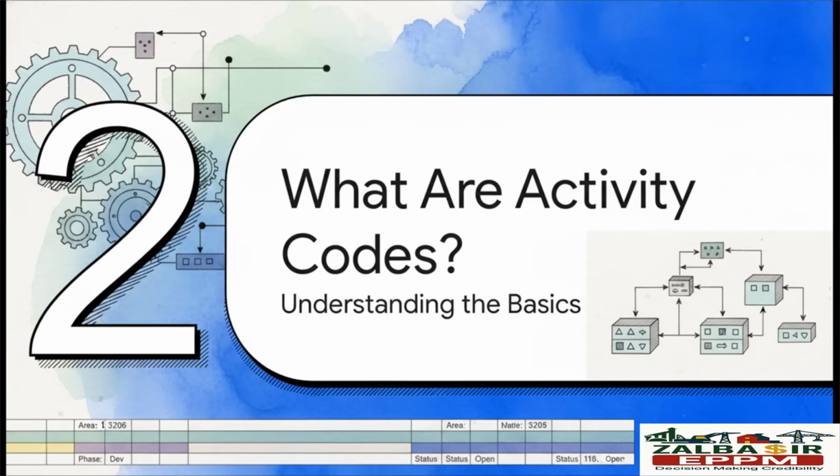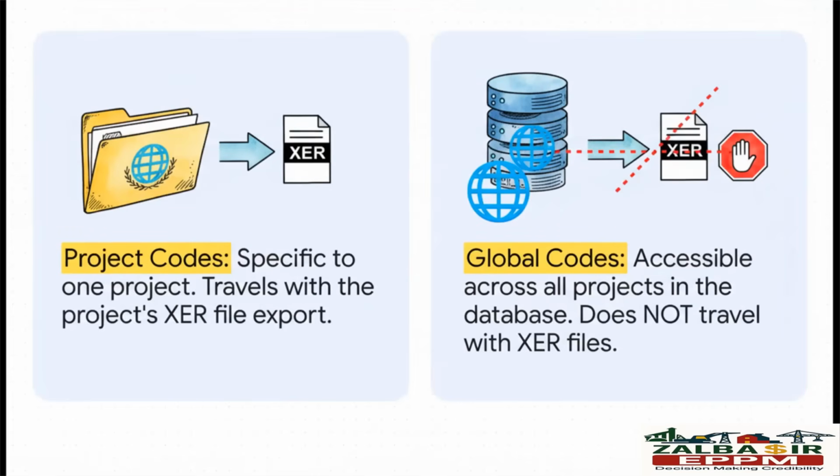So let's get a little more specific. What exactly are these codes, and how do they really work inside the whole Primavera P6 environment? And listen, here's a critical distinction you absolutely have to know. There are two main types. You've got project codes, which are specific to just one project. Crucially, they travel with the project when you export it as an XER file. Then you have global codes. These are available across your entire database, but, and this is the part to remember, they do not travel with an XER. Knowing this one little difference will save you so much headache down the road.